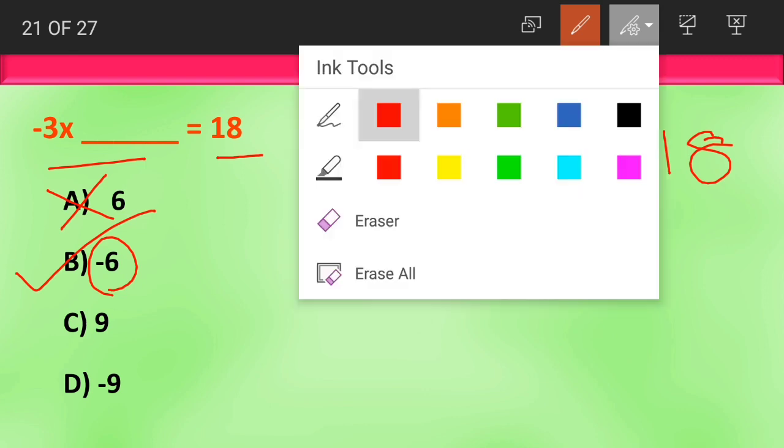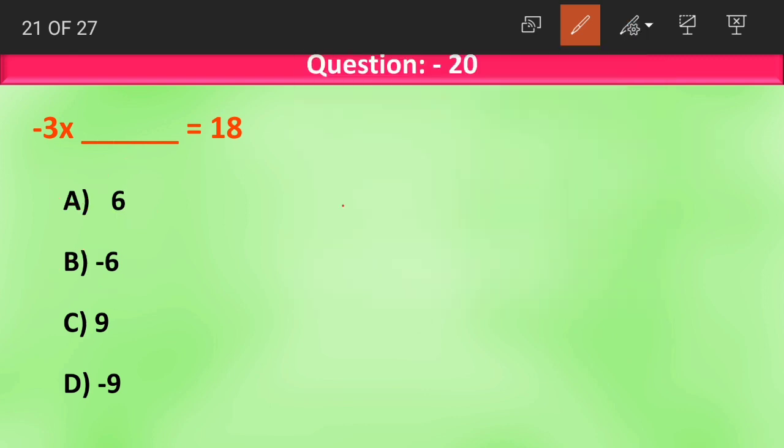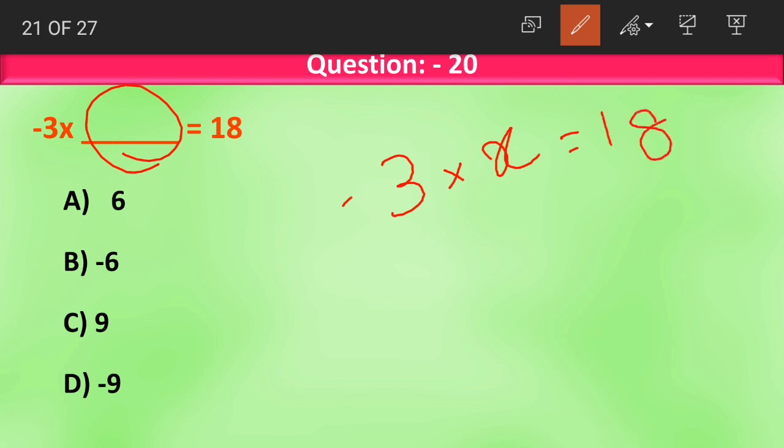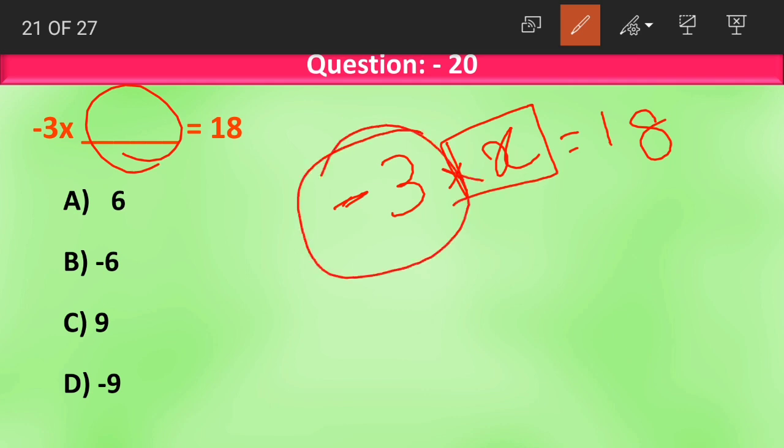Option B, minus 6. Or another way of solving this question is that minus 3 into x. We don't know the value of this number here, right? So let us keep it as x is equal to 18. We want only x. The extra number here is minus 3. And it is in multiplication with x.